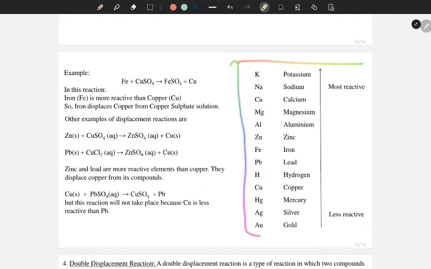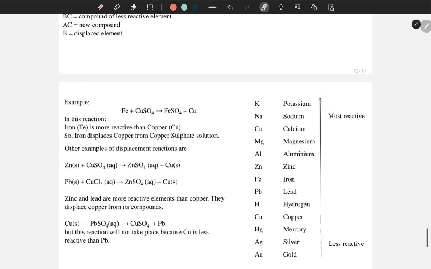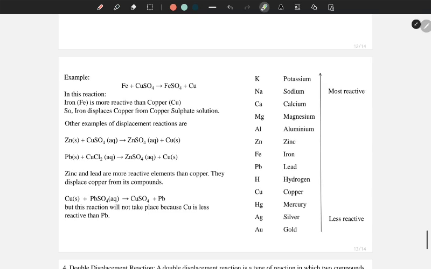Okay, so you have to remember this reactivity series to follow a chemical reaction. Let's see the example. Iron, where is iron? From bottom to the upward direction, the most reactive elements are there, and in the downward direction there are less reactive elements. That means from bottom to top the reactivity increases. So here gold is the least reactive element and potassium is the most reactive element.